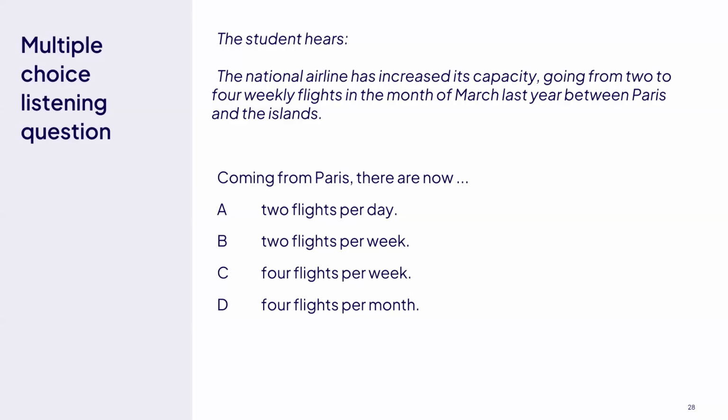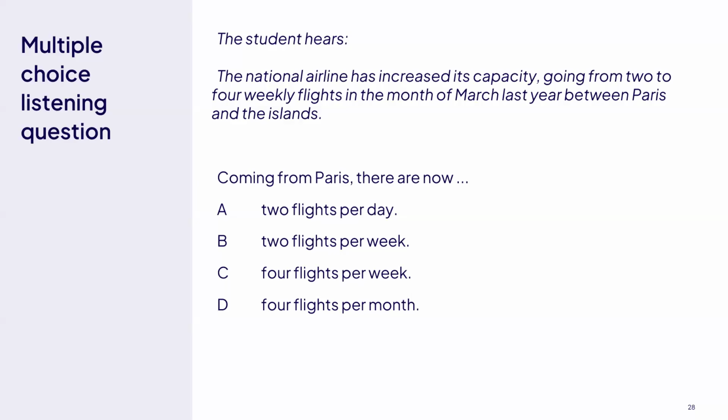2 to 4 weekly flights in the month of March. Okay, so the answer is C, isn't it? So the answer is 4 flights per week. Okay, but what we need to be careful of is that we are dealing with the elements of distraction. It's a very simple question for A-level, but we're dealing with the elements of distraction.